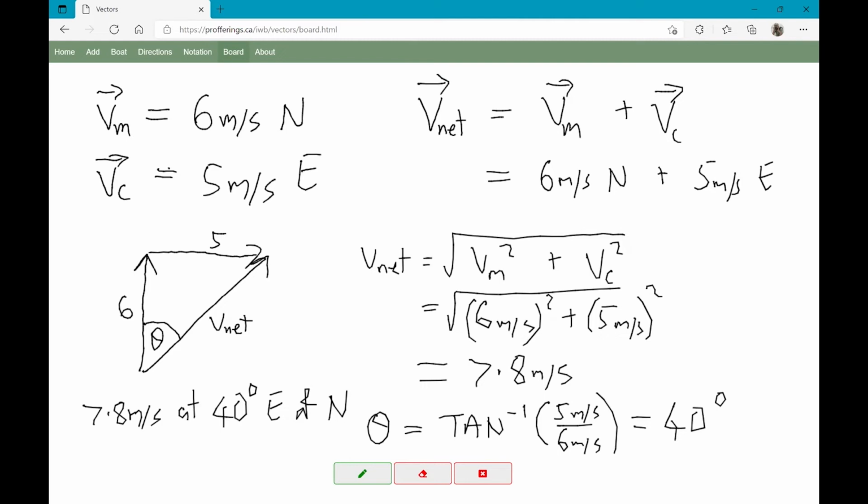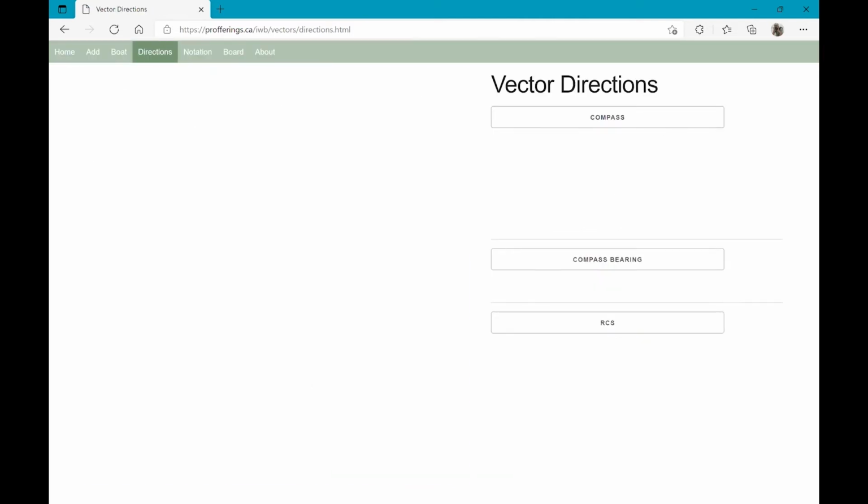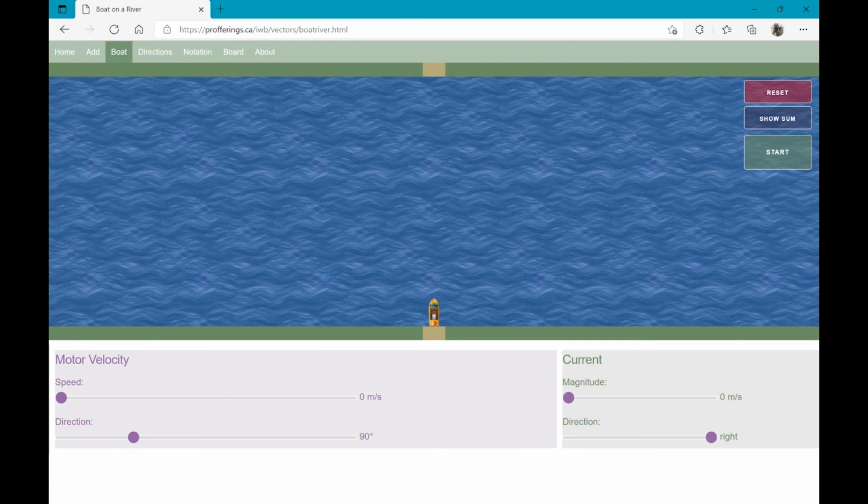Okay, when we go back to our boat, let's give it an initial speed of 6 meters per second. Let's set the current flowing east at 5 meters per second, and when we start our boat, we can see that that's basically what it does. We can show our net resultant there. That red vector represents the speed and direction the boat is actually moving.